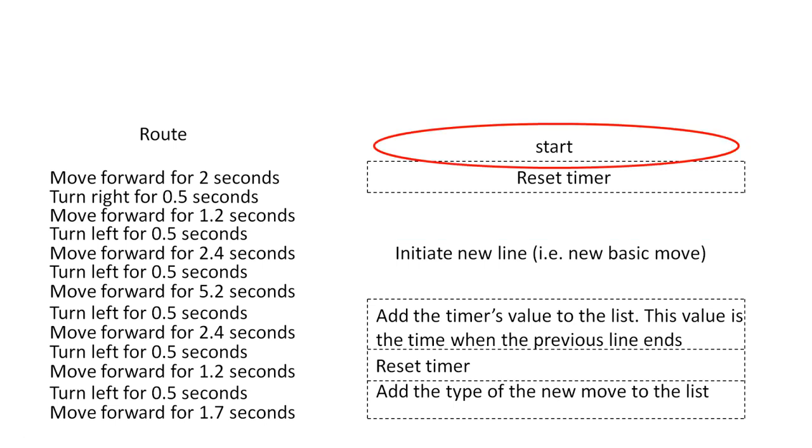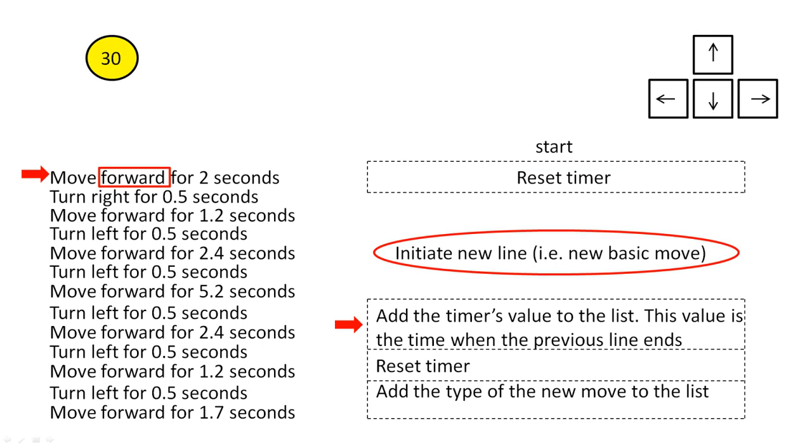So, let us start counting time. Then, after 30 seconds have passed, we are ready to start driving. We press the forward key. According to our code, the first thing that happens is that the current time is stored in the list. Then we reset the timer, in order to start counting the duration of the first line of the route. Finally, we store the direction of the move into the list. The first part of the first line of the route has now been stored.